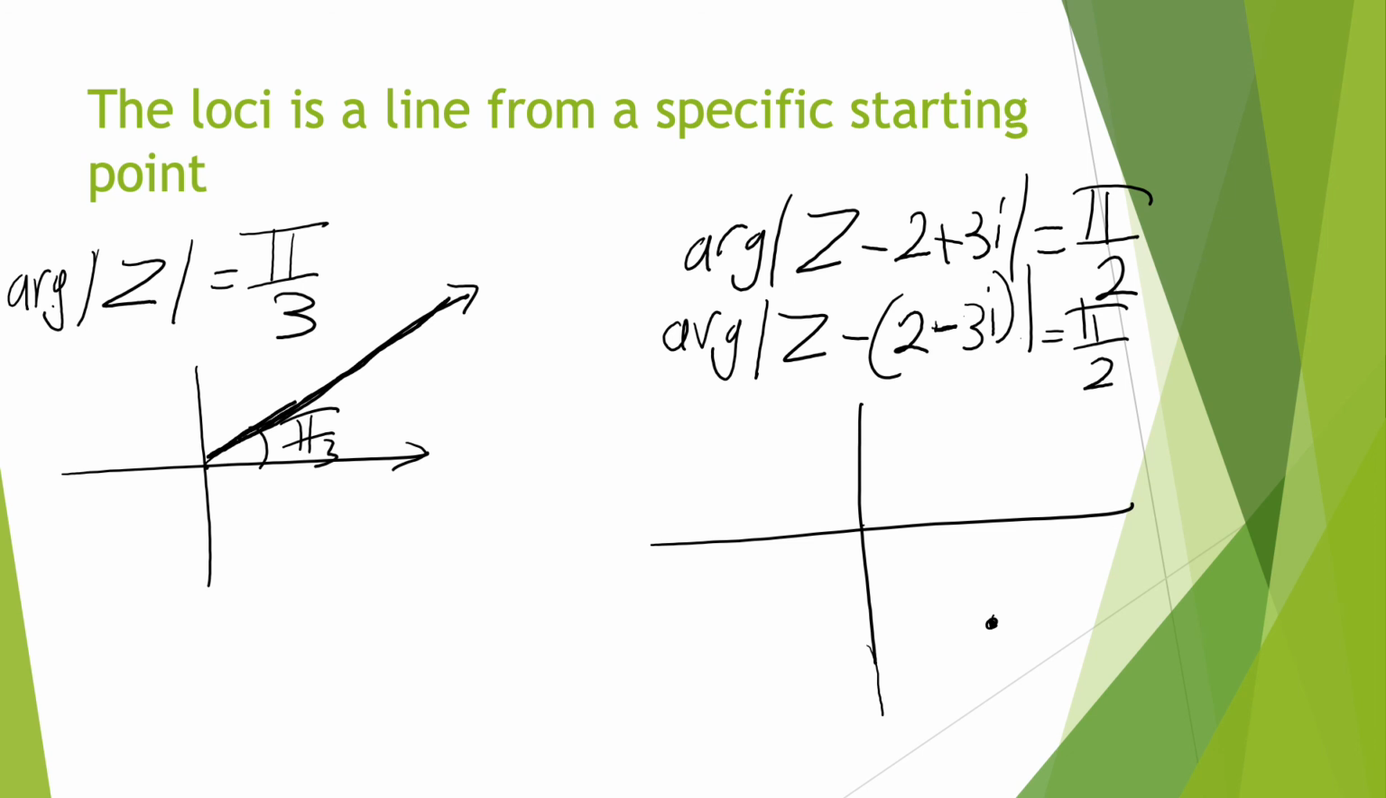And then from here, this is your real part and imaginary part. And then you will have to do pi over 2, which is 90 degrees. So your locus is this. So this is kind of your imaginary part.